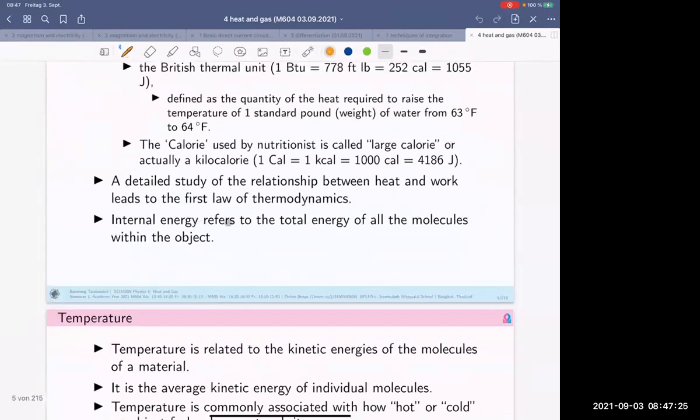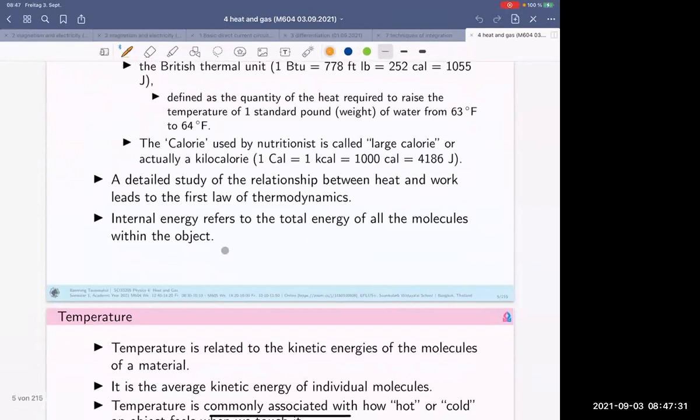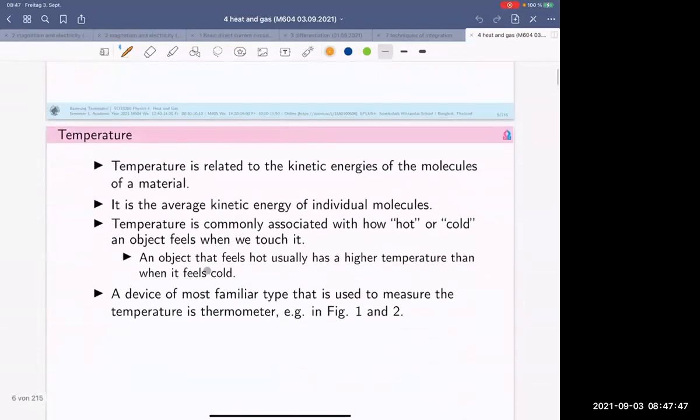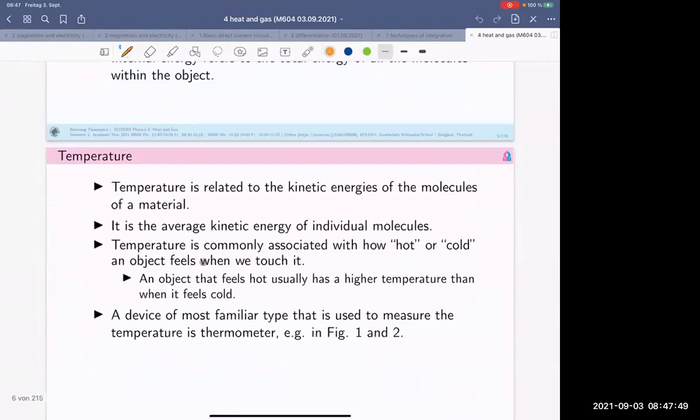Internal energy refers to the total energy of all the molecules within the object. It's quite important for the next section, where we will have to consider the internal energy too, right? Now we arrive at the next quantity, which is temperature.